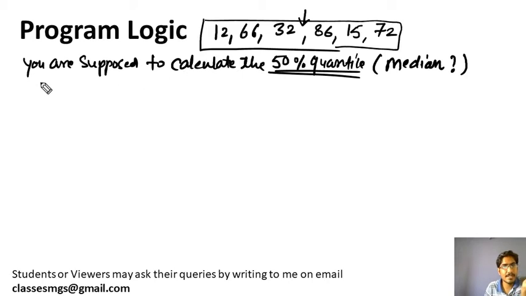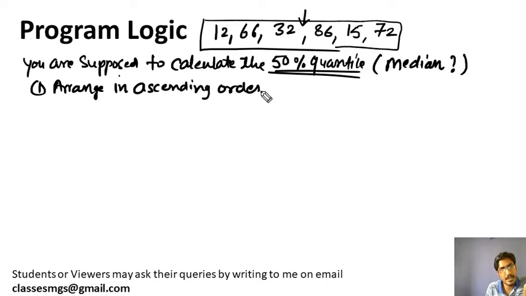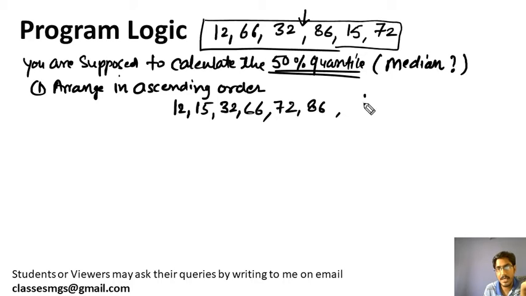So the first step is to arrange in ascending order. You can easily arrange in ascending order. What is the smallest value? 12, another is 15, then 32, then 66, then 72, then 86. So total n equals 6. N equals 6 here means the total number of values is 6.